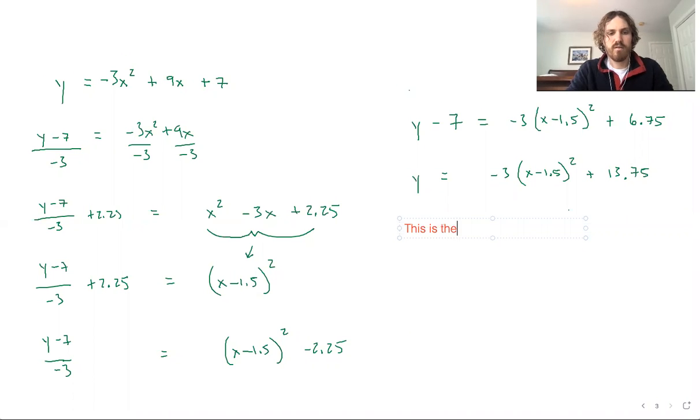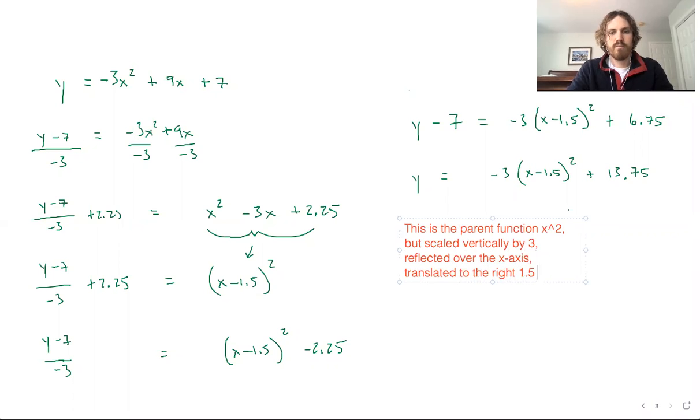Okay, so finally, I have this in vertex form, and I can write a few things. This is the parent function x squared, but scaled vertically by 3, reflected over the x-axis, translated to the right 1.5, and up 13.75. So I can notice all these transformations. I've stretched it by 3, I've reflected it upside down, I've moved it to the right and up. So that gives me a lot of information about this function. Okay, that's it.